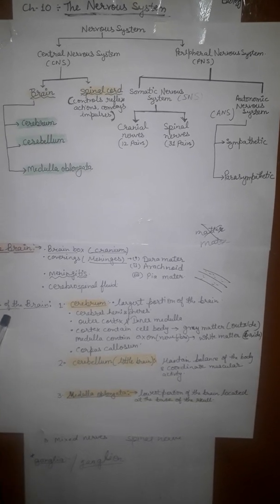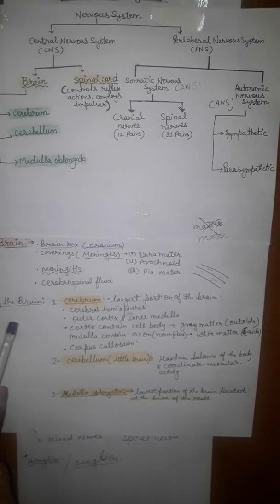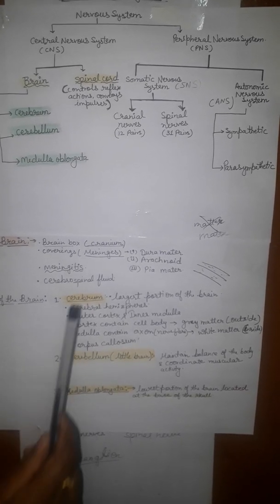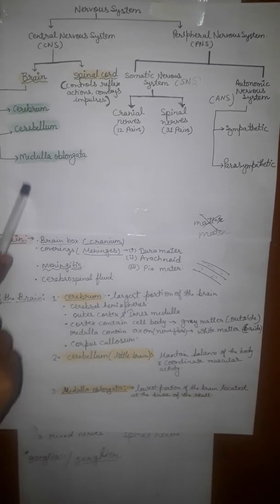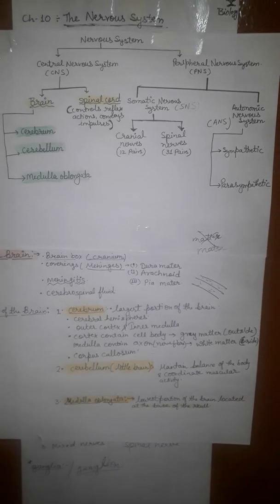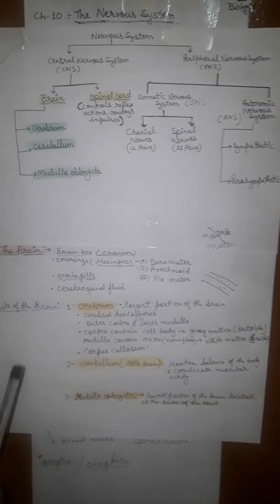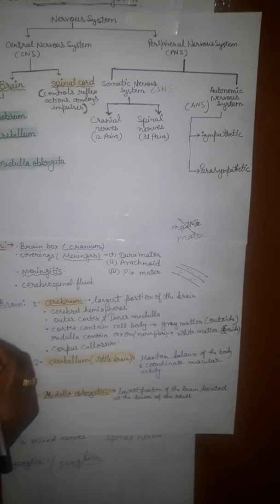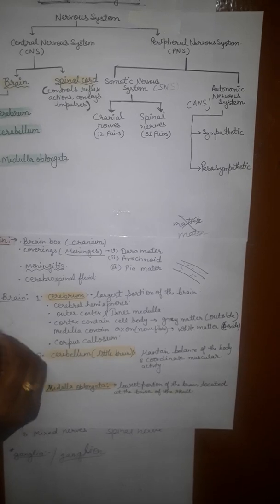Now, parts of the brain. The brain has three main parts visible externally: cerebrum, cerebellum and medulla oblongata. Cerebrum is the largest portion of the brain. It is divided into right and left halves, called cerebral hemispheres.